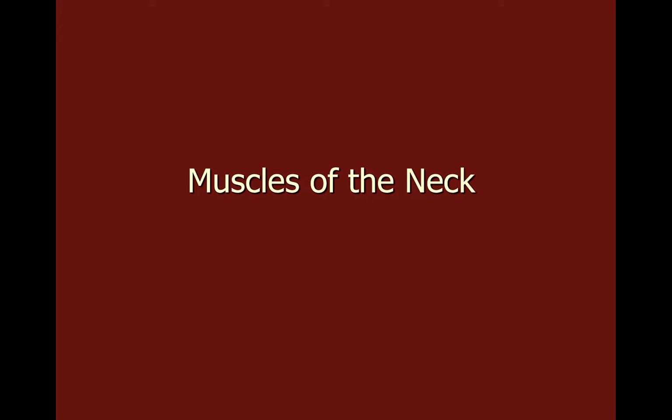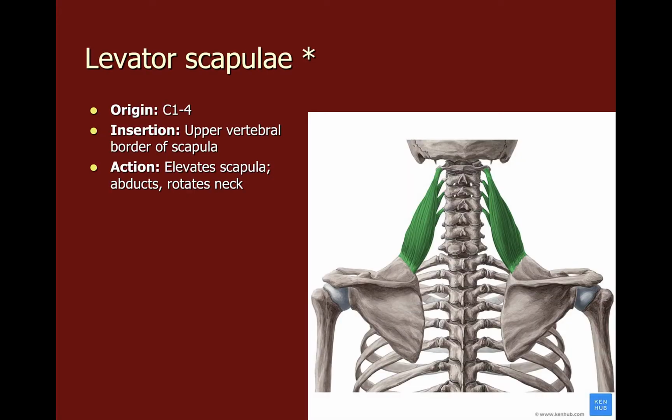So let's start with our necks. Now, our first muscle here is levator scapulae. You probably can figure out what it's doing. Our origin here is our C1 through C4, coming off of those transverse processes. They're going to insert to the upper vertebral border of our scapula, and they're going to elevate our scapula, but also abduct and rotate our neck.